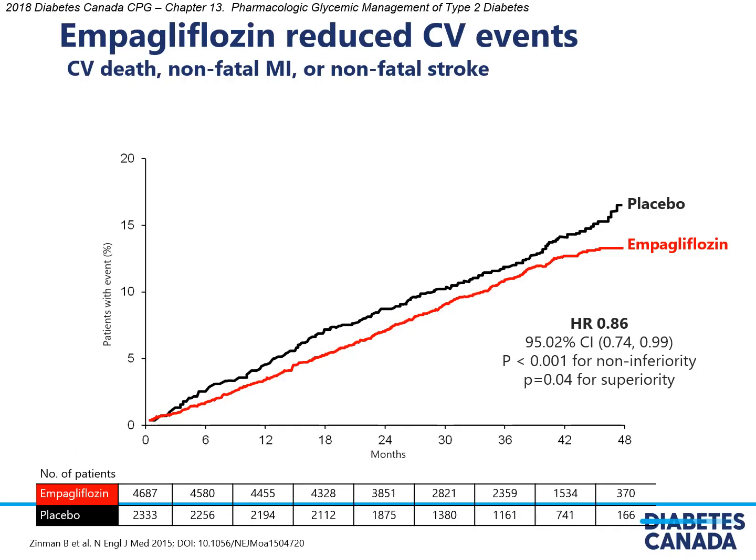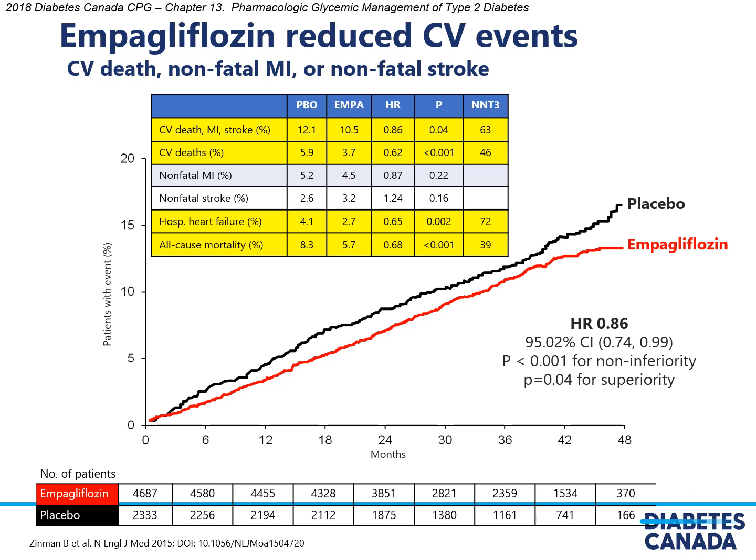The EMPA-REG outcome study included 7,020 people with type 2 diabetes and clinical cardiovascular disease. Those treated with empagliflozin had significantly fewer cardiovascular events compared to placebo after 3.1 years of follow-up. This was driven by a significant decrease in cardiovascular mortality, as non-fatal events were not significantly reduced.